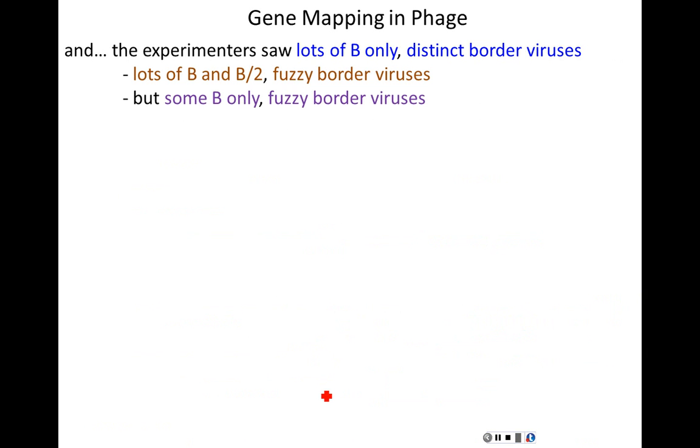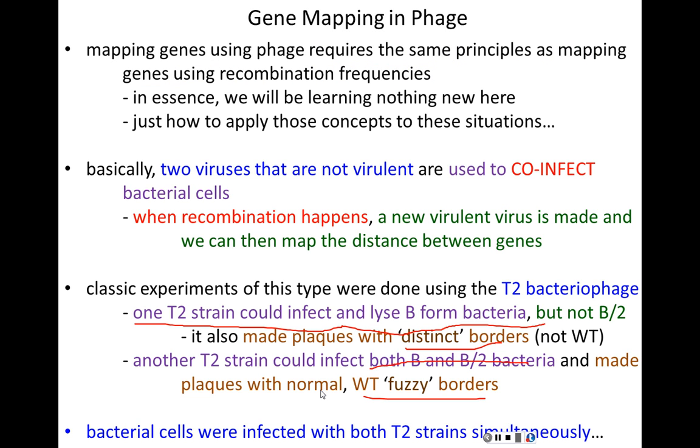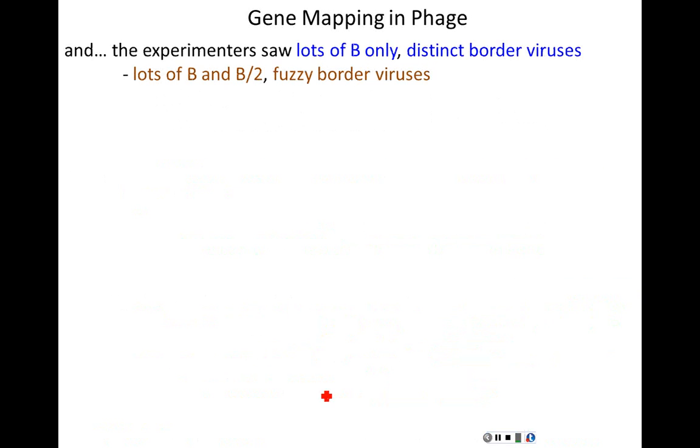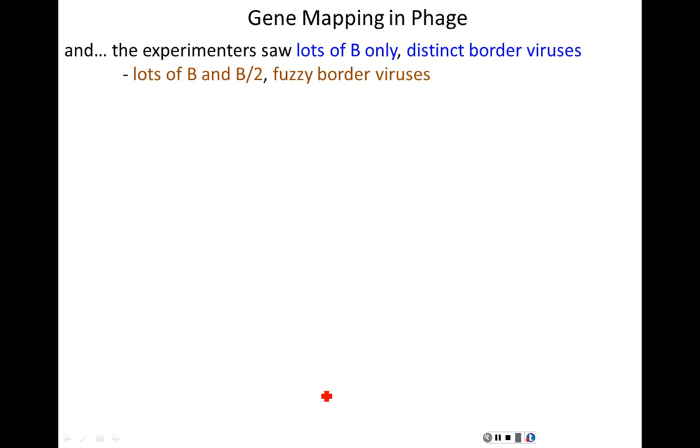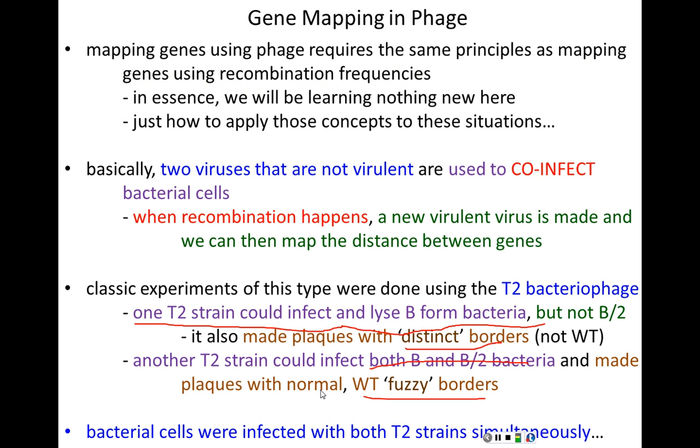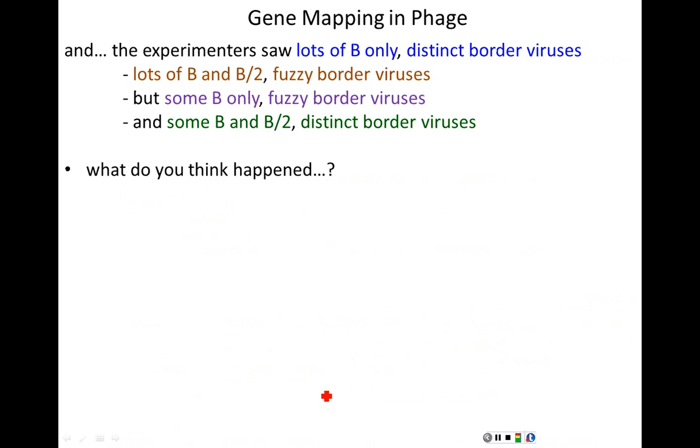But the experimenters also saw viruses that could only infect B cells and gave fuzzy bordered plaques. We didn't add any viral particles like that. We didn't add that phage to our cells. And the experimenters saw some, not many, but some viruses that could infect both B and B2 bacteria that gave distinct sharp-bordered plaques. And we didn't add any of those viruses either. So the question became, what happened?